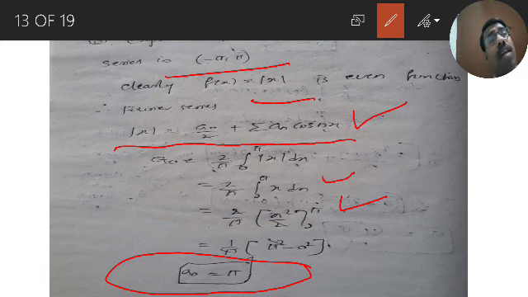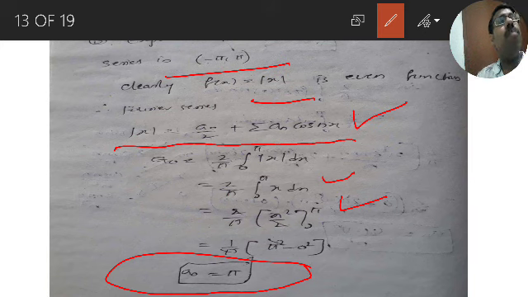The interesting point here is the definition of mod x. What is mod x? Mod x is equal to x if x is positive. For x positive, mod x is always equal to x. And for x negative, mod x is equal to minus x. So mod x is equal to x for x positive, mod x is equal to minus x for x negative. So here x values are from 0 to pi.